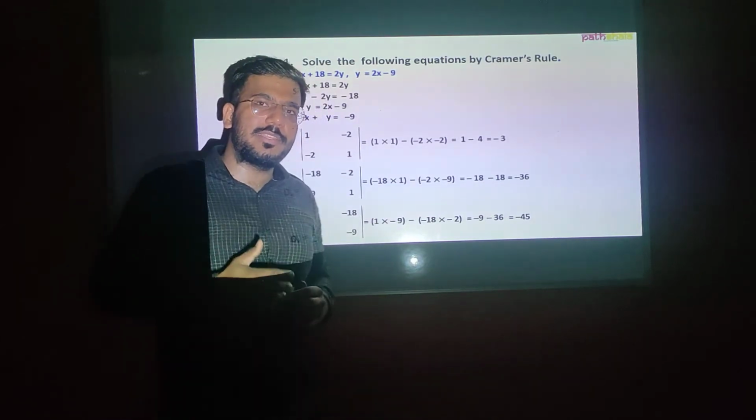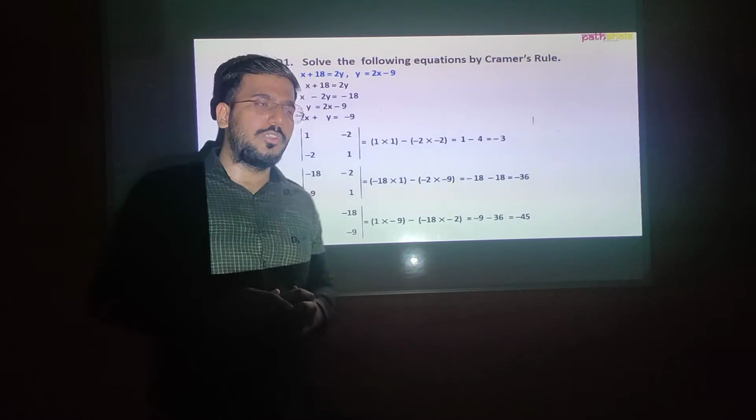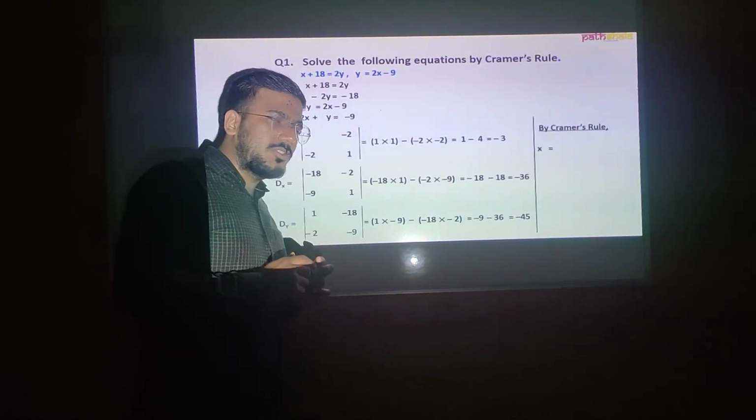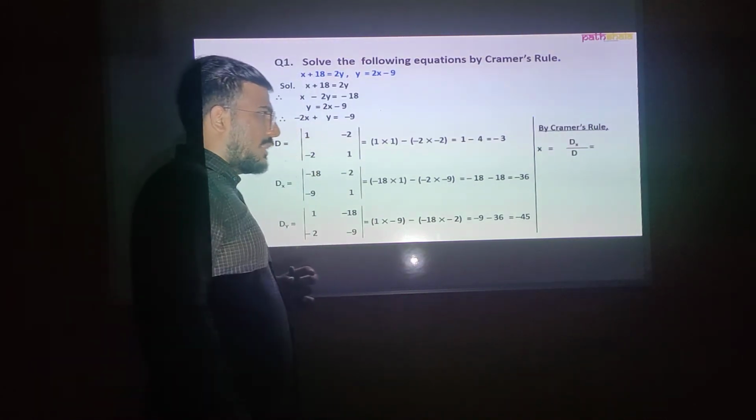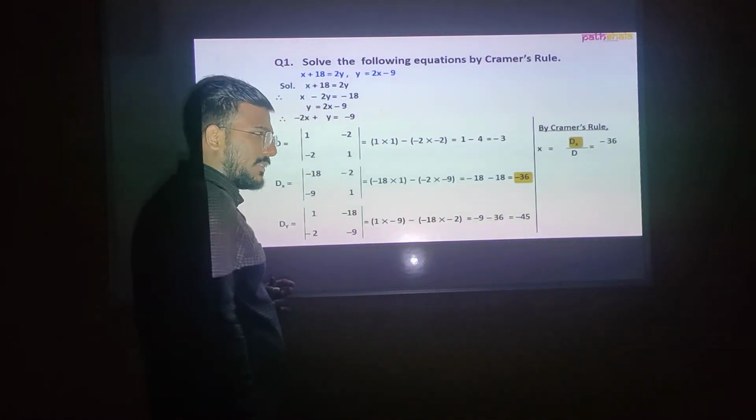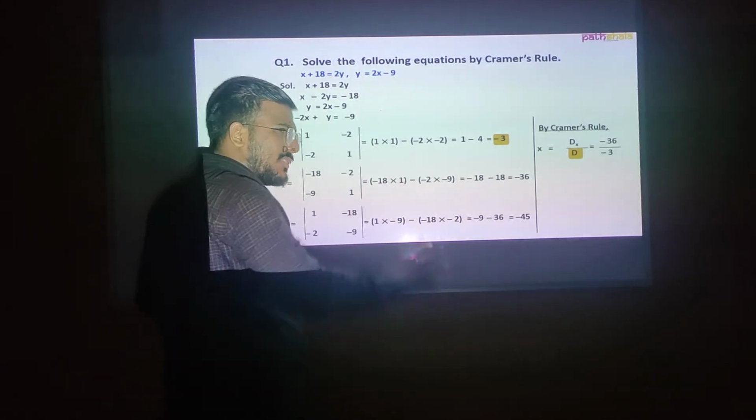So how do we find x and y? Write that sentence, or by using which law or which rule? Cramer's rule. So what is Cramer's rule? By Cramer's rule, x is equals to, come on, dx upon d and y is equals to dy upon d. तो dx का वैल्यू क्या है? चेक. dx का वैल्यू क्या है? -36. तो उधर -36. d का वैल्यू क्या है? -3. Okay, now simply solve this fraction.